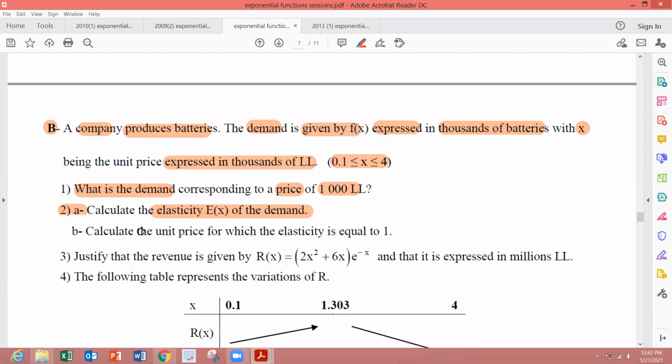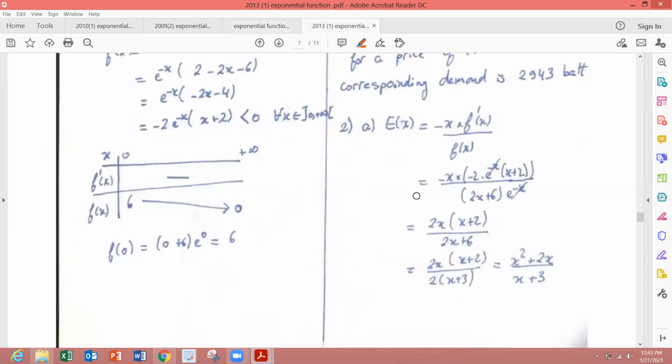B. Calculate the unit price. What do we need to calculate? What is the unit price? Unit price is x. Okay, we need to calculate x for which the elasticity is equal to 1. So we need to calculate the unit price for which the elasticity EX equals 1.